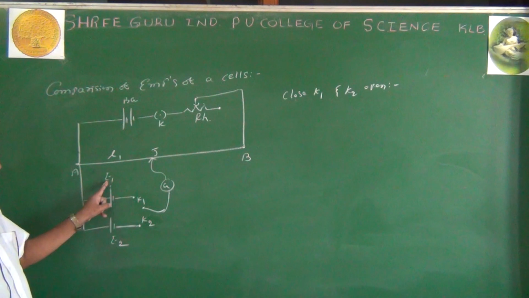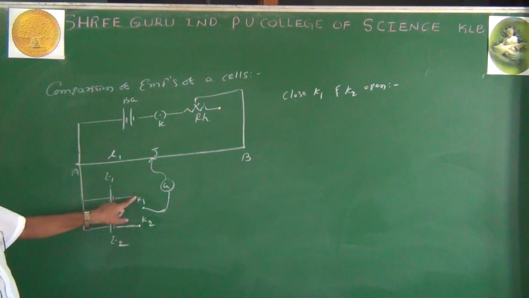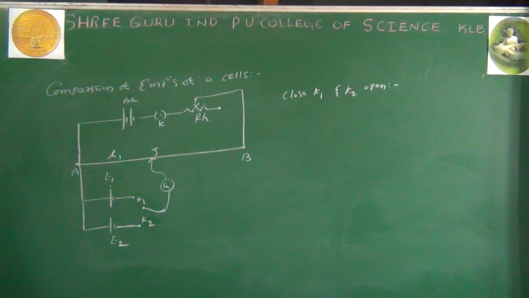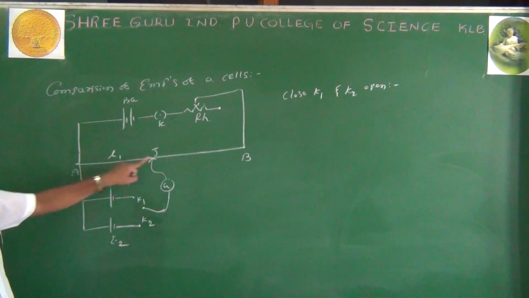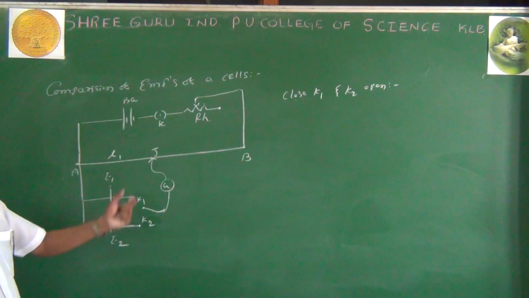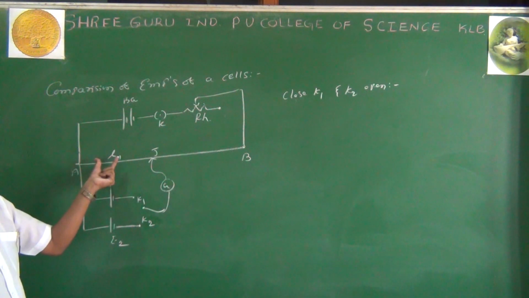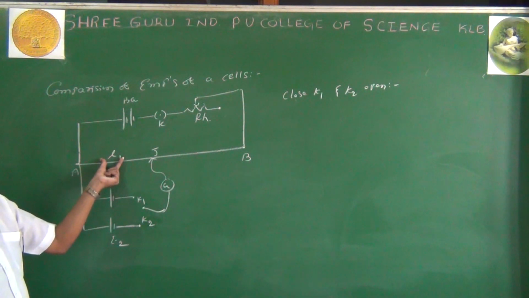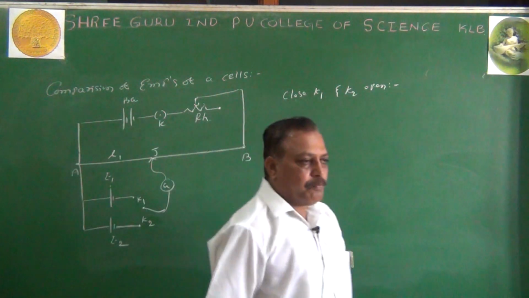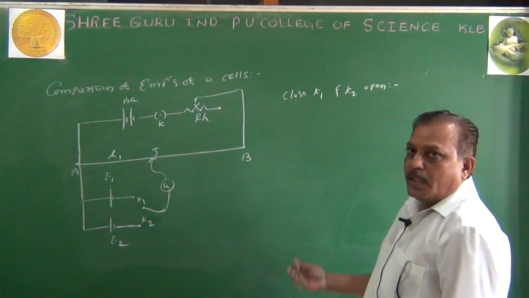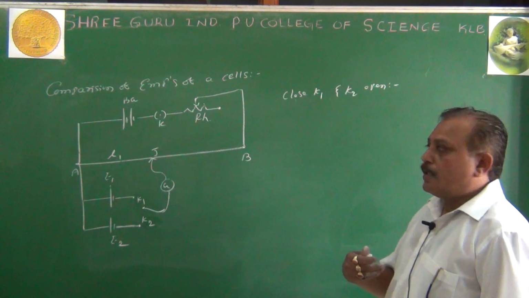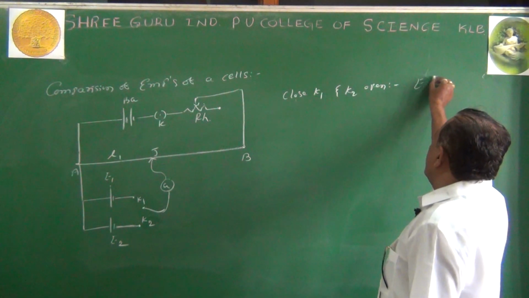For E1, I want to include E1 in the circuit. K1 is closed, K2 is open. When E1 is included in the circuit, I want to know its EMF. So the jockey starts from the end A and slides on the wire, how long? Till we get zero deflection in the galvanometer. That measures the balancing length L. Then from the principle of potentiometer, V is directly proportional to L. V is measured in volts, EMF is also measured in volts. Hence E is directly proportional to L.